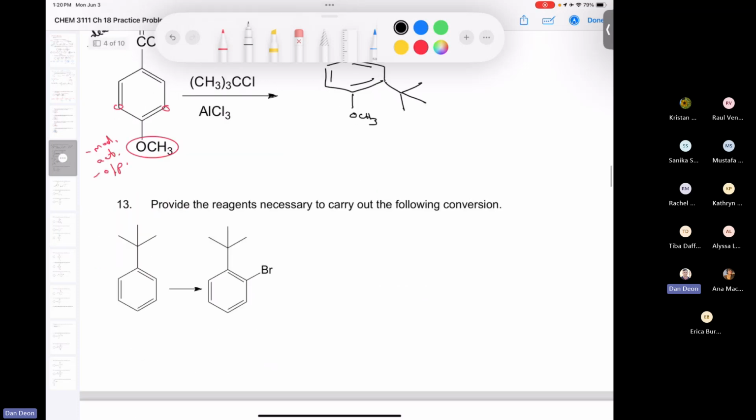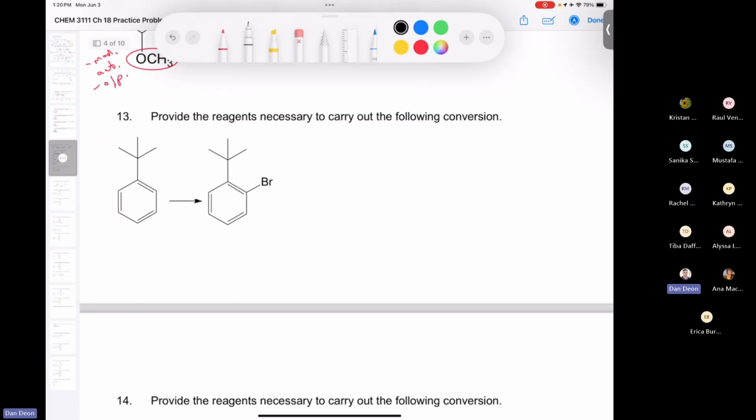All right, next one is kind of a cool problem because you have a tert-butyl group, which is an ortho-para director, but it's going to direct to the para position because it's so sterically hindered. So if we want to put a bromine ortho to it, we're going to have to use a blocking group, won't we? So what we do for our blocking group is we put fuming sulfuric acid, and that will put a sulfonic acid in the para position, essentially blocking it. So we'll put here fuming H2SO4.